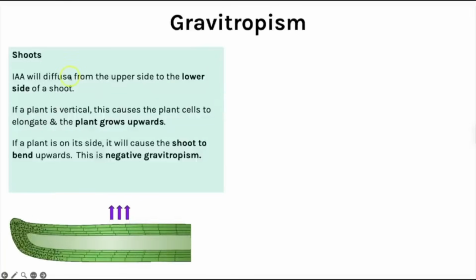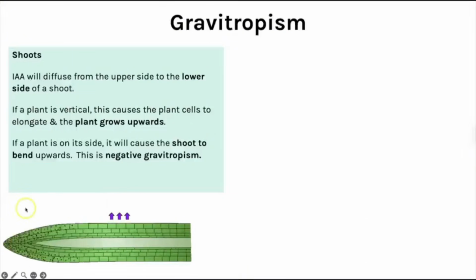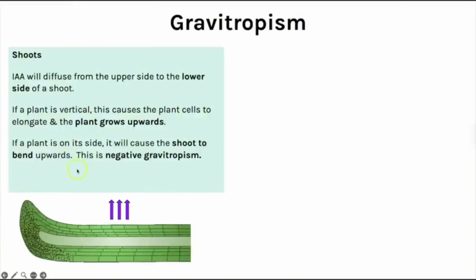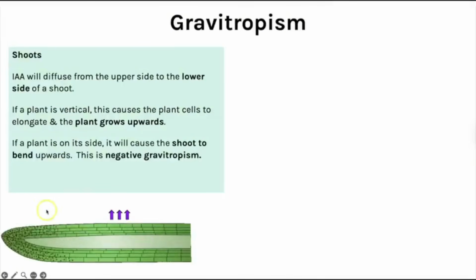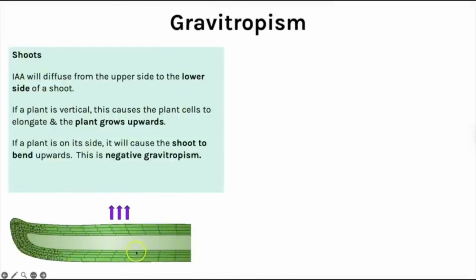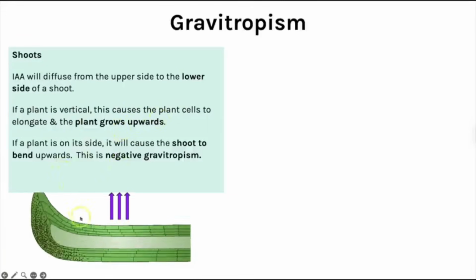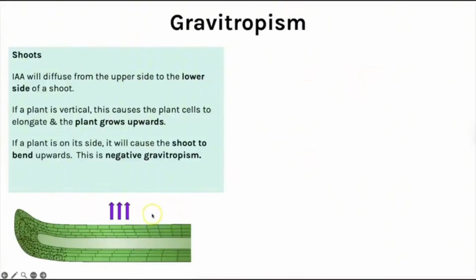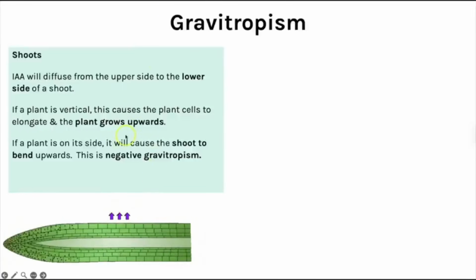With regards to gravitropism, in the shoots, again, IAA is produced in the tip of the shoot, and IAA will diffuse from the upper side to the lower side of a shoot. And if a plant is vertical, not lying down like we can see in this picture, this causes the plant cells to elongate and the plant grows upwards because the IAA would be moving down towards the bottom, and those bottom cells will grow more, and it just makes the shoot grow upwards.